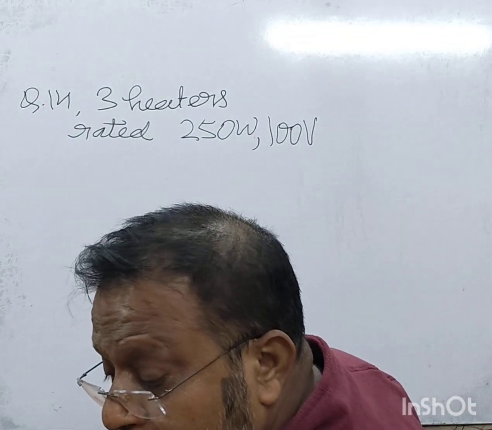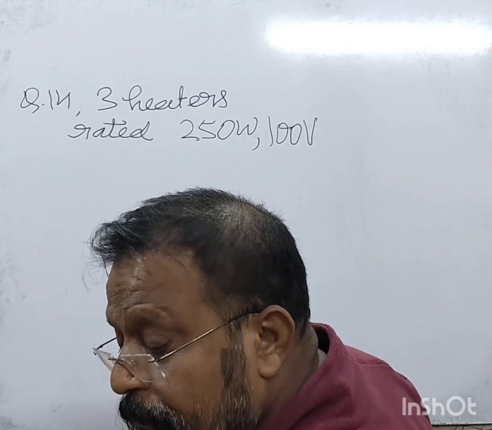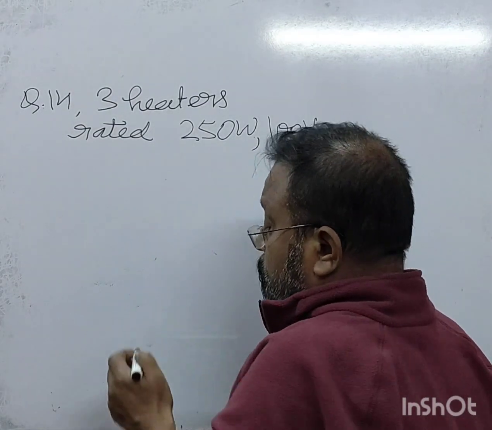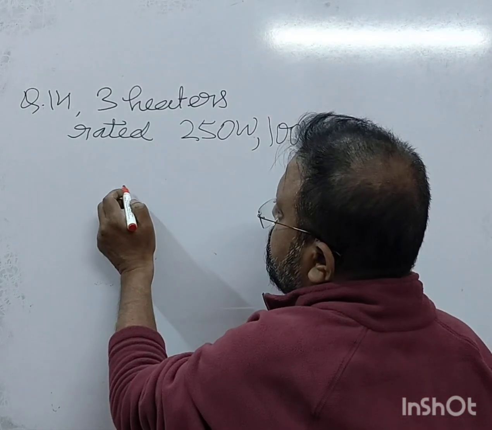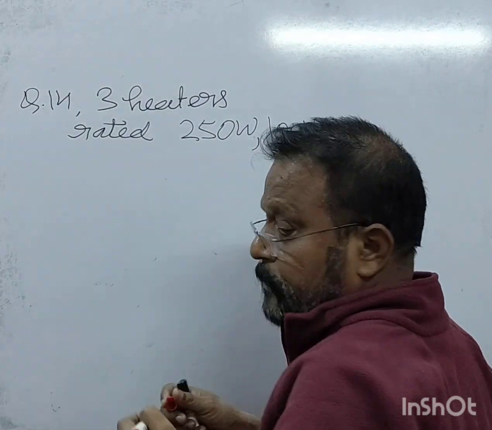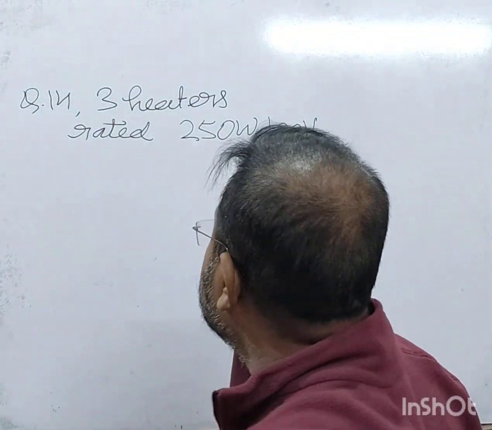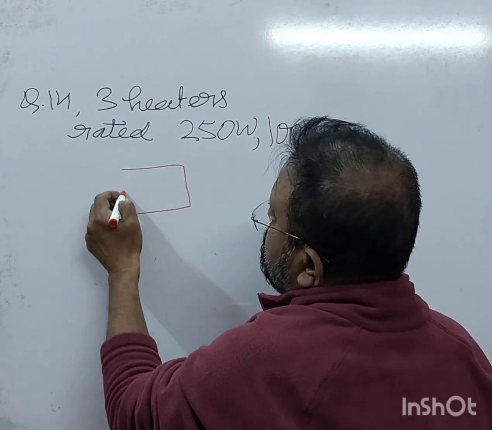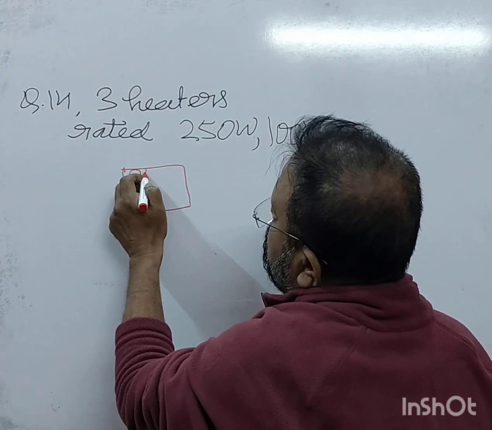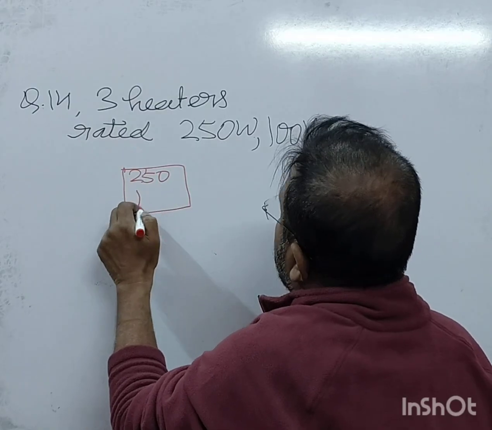Three heaters are connected in parallel to a 100 volt supply. Say there is a heater, say there is a heater, 250 watt, 100 volt.